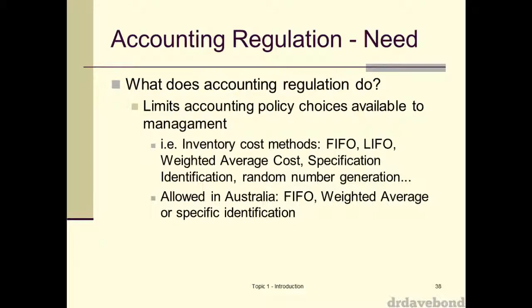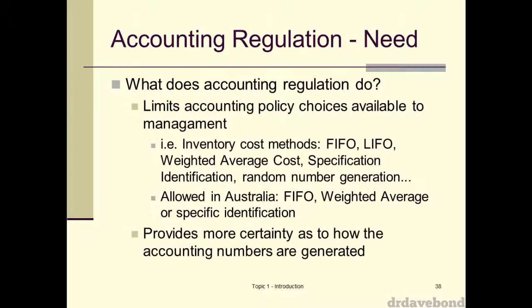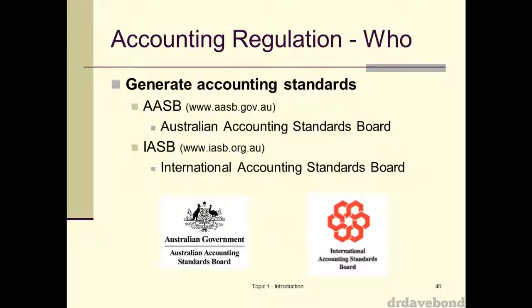So with inventory cost methods, there's a whole range of things that management could use if they had choice. But we've limited that choice in Australia to say you can use first in, first out, you can use weighted average, or you can use specific identification. That is the limit of the choices that you have available to you. And that helps us provide more certainty about how the numbers are generated, because when I look at your company, I know that you guys aren't using some way off method for accounting for inventory. I know there's kind of one of two or three methods that you're using, and it's much easier for me to compare. But it does still allow discretion because you can pick from a couple of smaller options.